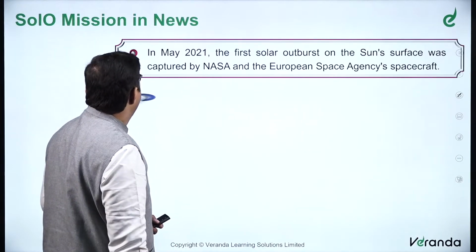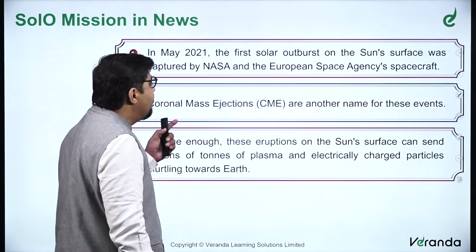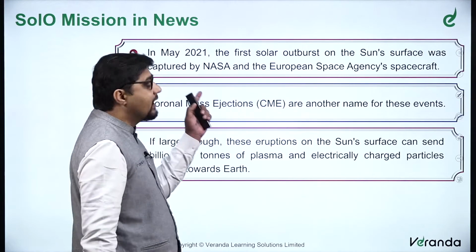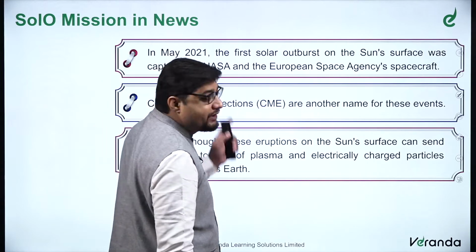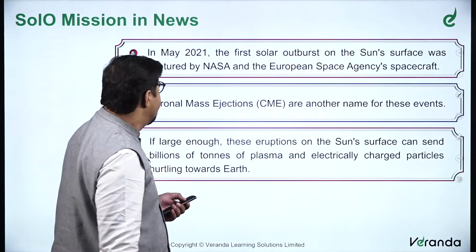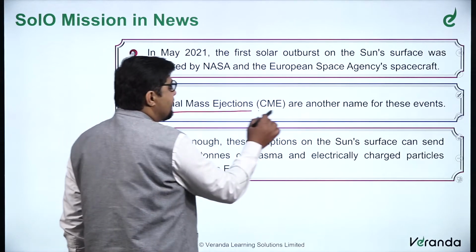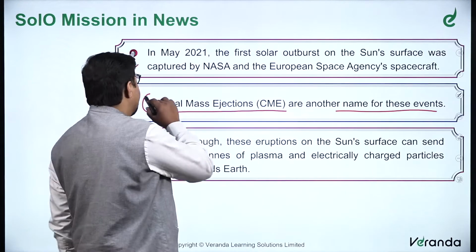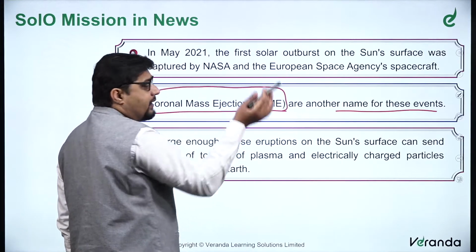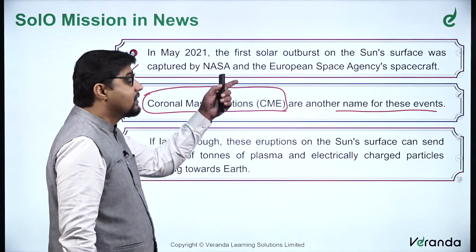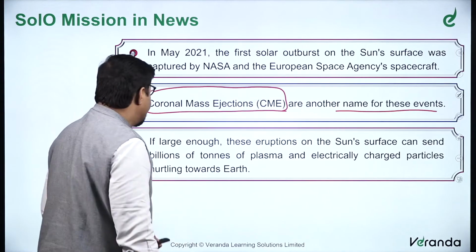Further, what was the news? In May 2021, the first solar outburst on the sun's surface was captured by NASA and the European Space Agency spacecraft. So that was the news, and that is the reason why we are studying this. Now, coronal mass ejections are another name for these events. So on the sun's surface there were coronal mass ejections happening, and this was observed by this Solar Orbiter and also by some of the spacecraft of the European Space Agency.